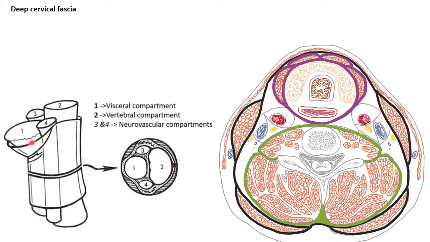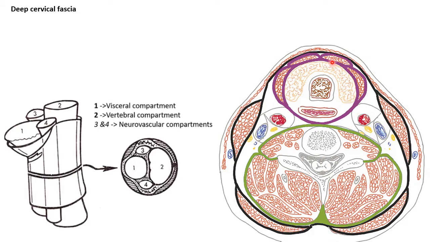The outside one is the investing layer, investing from all sides, and these are the various sheaths formed by the fascia. The front one is the pretracheal layer forming a sheath, a compartment called visceral compartment, and this is the prevertebral fascia forming a compartment called vertebral compartment, and on either side there is carotid sheath. So these two are carotid sheaths, this one and this one.